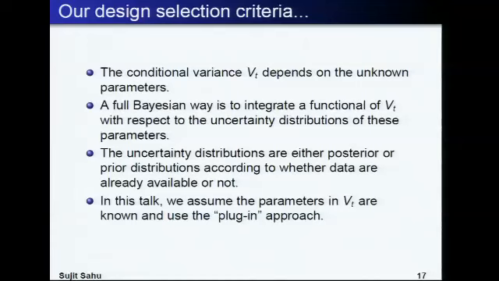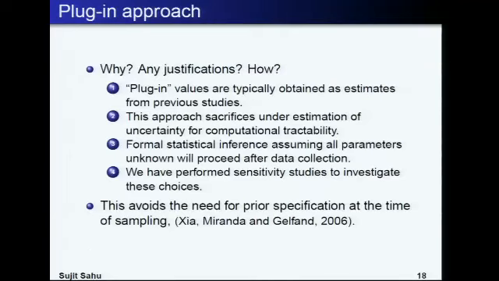So we'll assume that the parameters are known and use the plug-in approach. That's, to a true Bayesian, very disturbing, but I tried to convince myself that I can do that. So there are many questions here, you see, very alarming, like how could you justify this plug-in? Plug-in values are typically obtained as estimates from previous studies. There are many years of ozone data and air pollution data you can just take.